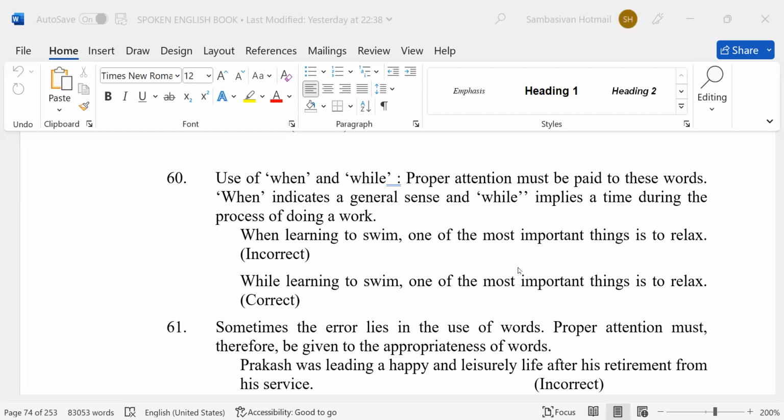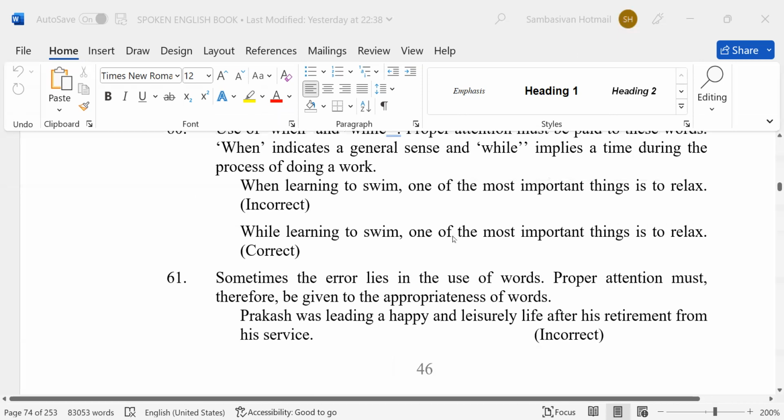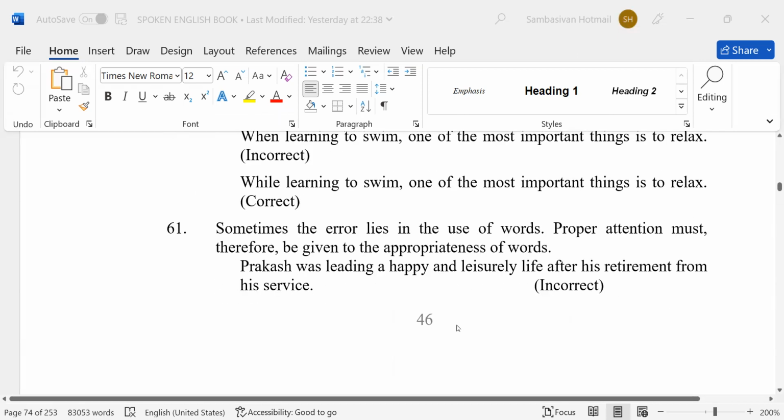When learning, while learning, not when learning. Understand? Yes, yes. Now 61. Please read. Sometimes the error lies in the use of words.